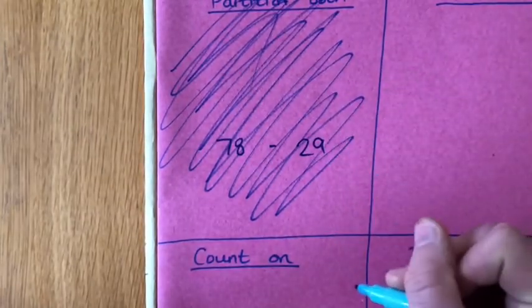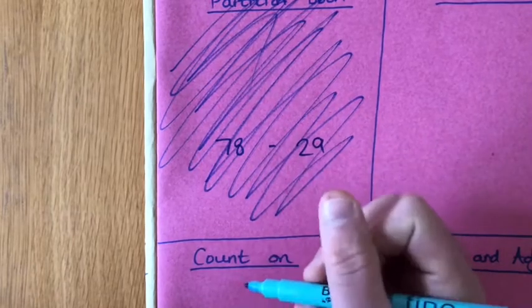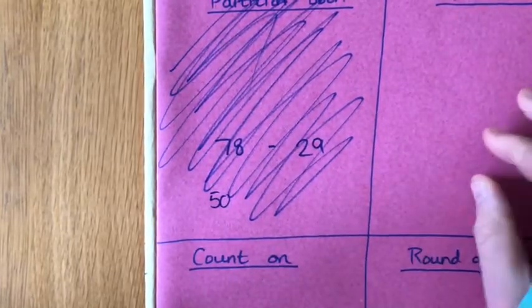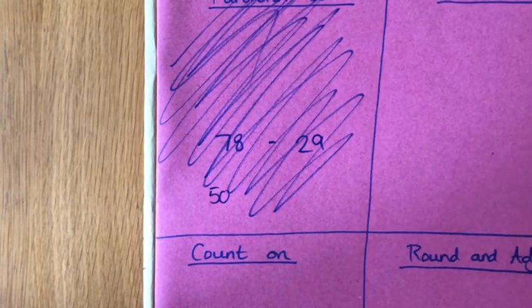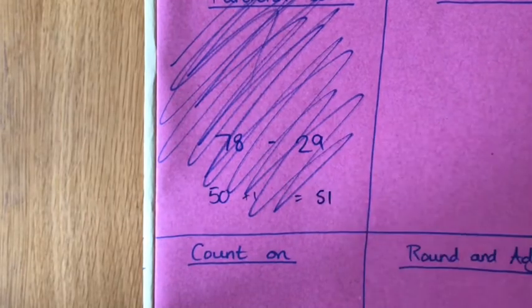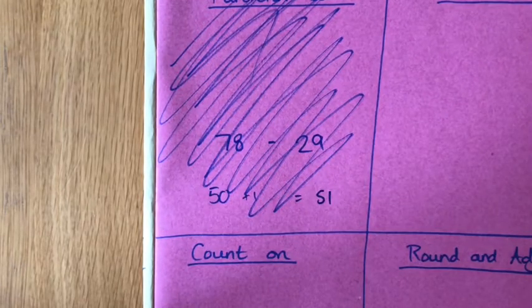29, well, partition both, you'd end up doing 70 take away 20, which is 50, and then 8 take away 9. But at this point, people go, oh, it must be 9 take away 8, sorry, 9 take away 8. And they get 1. So they think they've got an answer of 51. And the answer is not 51.